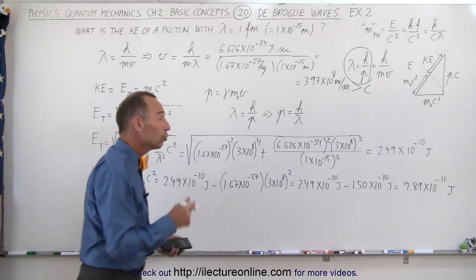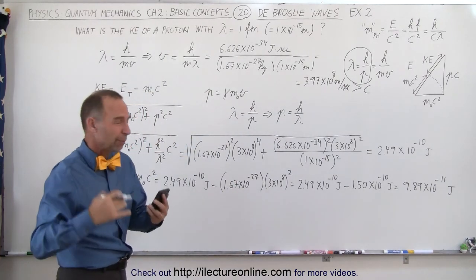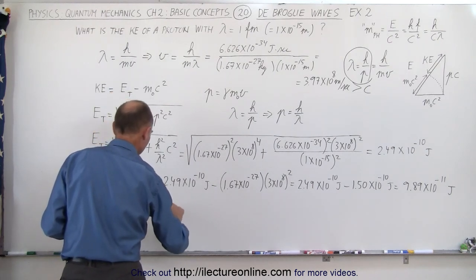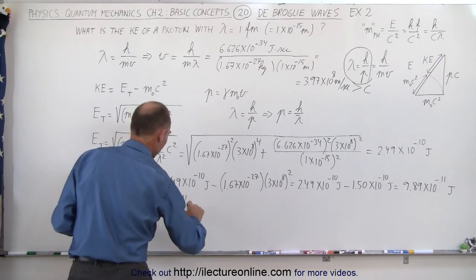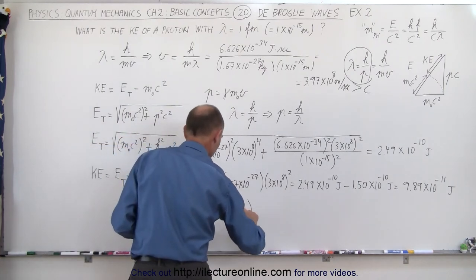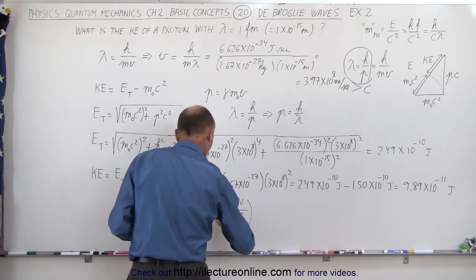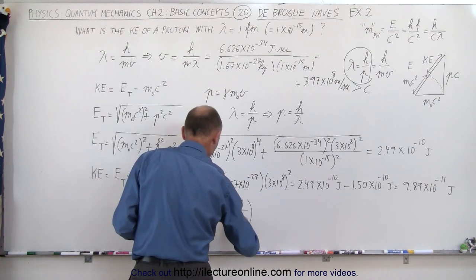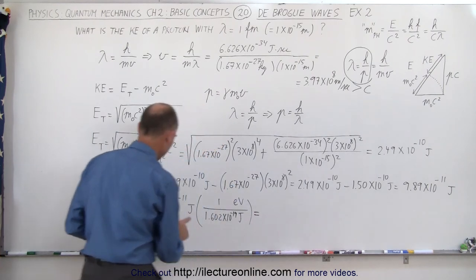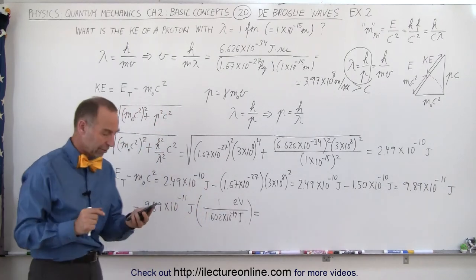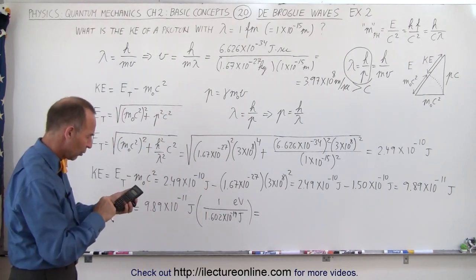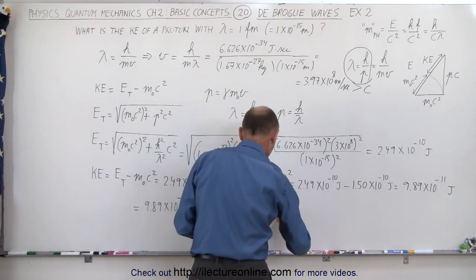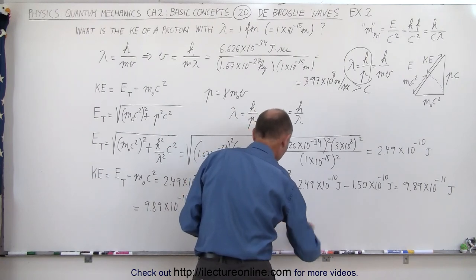Now let's convert that to electron volts, because that gives us a better feel for what that is. So this is equal to 9.89 times 10 to the minus 11 joules, and converted to electron volts, an electron volt is 1.602 times 10 to the minus 19 joules. In other words, if I divide this by this quantity, I have everything in electron volts. Divide by 1.602 e to the minus 19 equals, and we have 617 million electron volts.